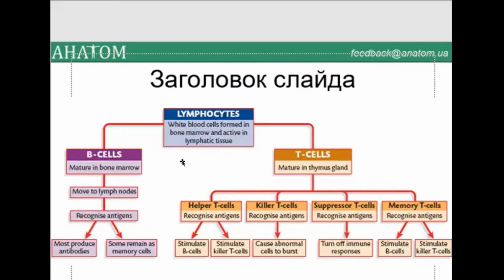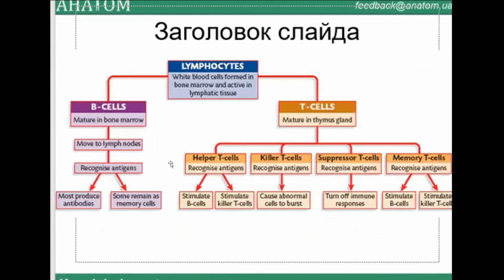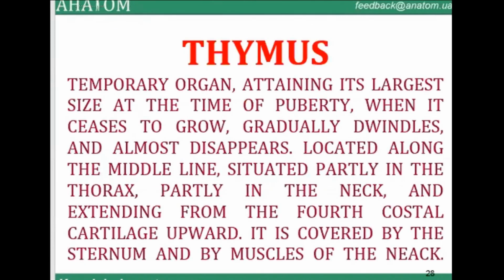Totally, lymphocytes are white blood cells formed in bone marrow and active in lymphatic tissue. B cells mature in the bone marrow, and T cells in the thymus gland. And then they move to lymph nodes. B cells recognize antigens, most produce antibodies, and some remain as memory cells. T cells include T helper, killer, suppressor, and memory cells. All these cells recognize antigens.